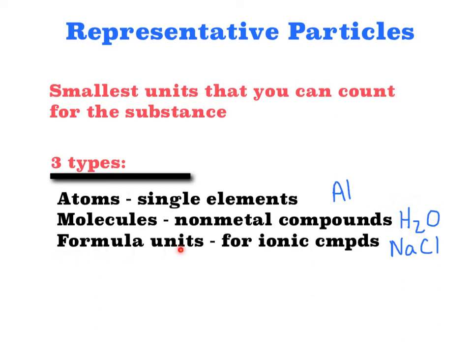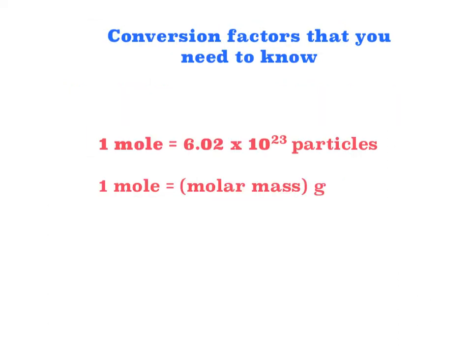The other one we don't use all the time, but it is out there. It's formula units. That's ionic compounds. That means a metal and a nonmetal together, like NaCl. But normally I will just call this molecules each time, but formula units is the correct name for it. Do you agree with that, Miguel? Yes, I do.